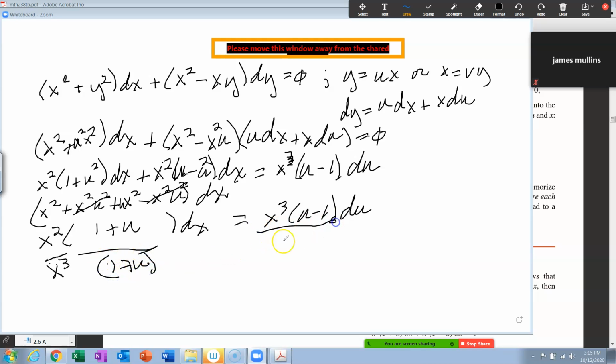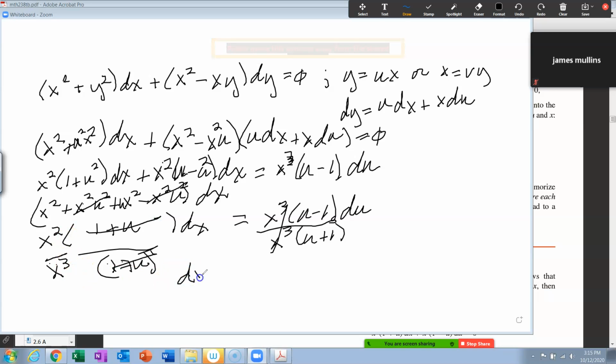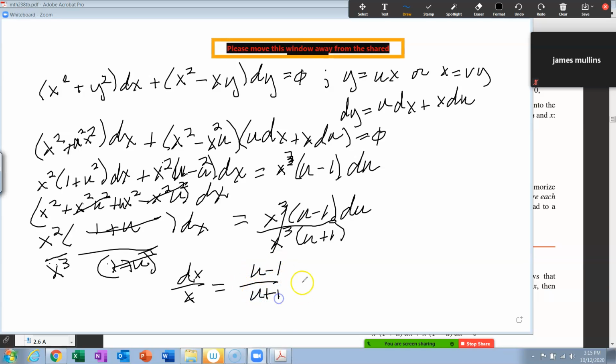I'm going to write this as u plus 1. It doesn't matter which order you write it. These go away, these go away, and this leaves us dx over x, and this leaves us u minus 1 over u plus 1 du. I think that's what they've got. They put it on the other side, but it's okay.